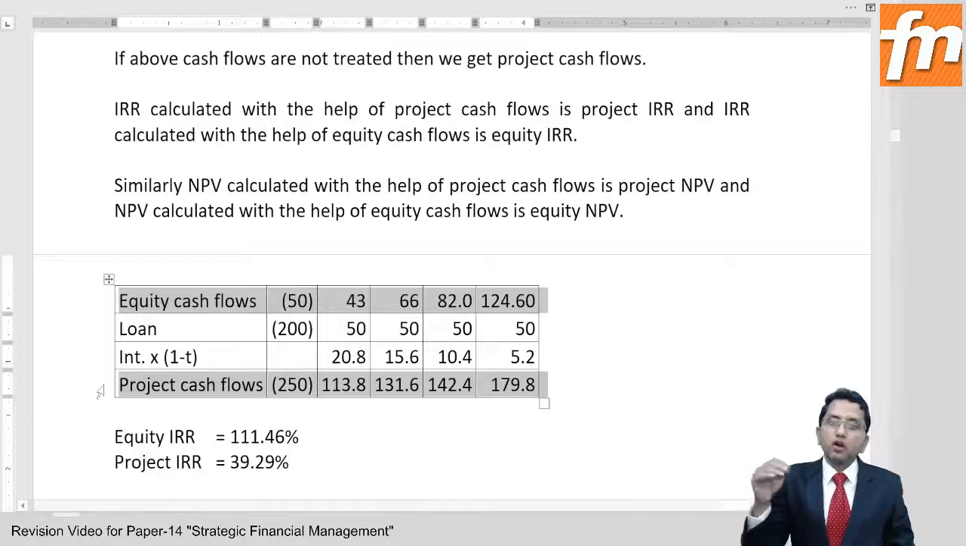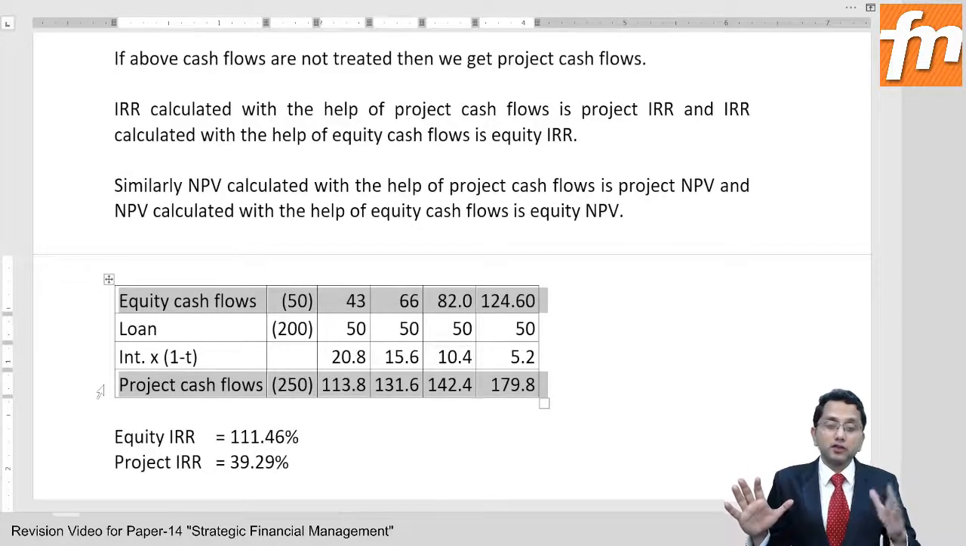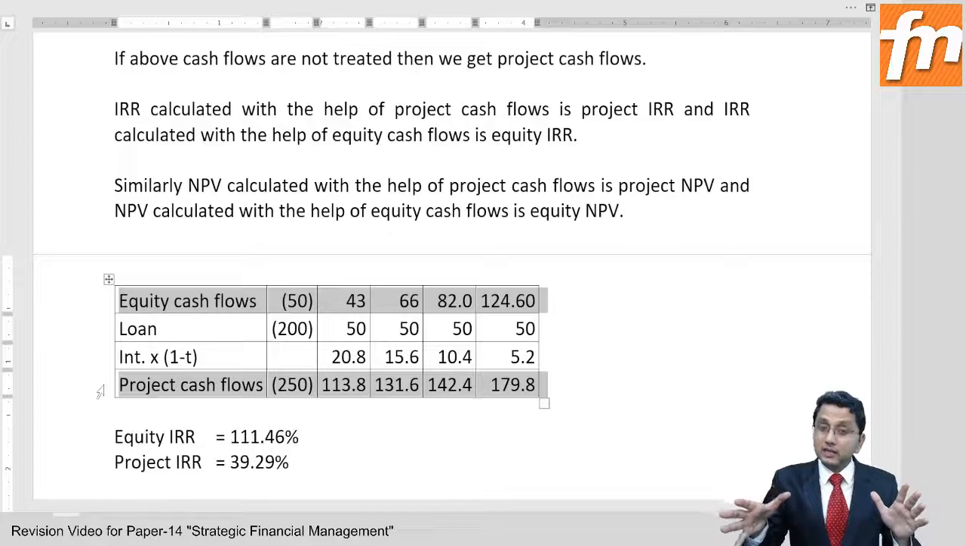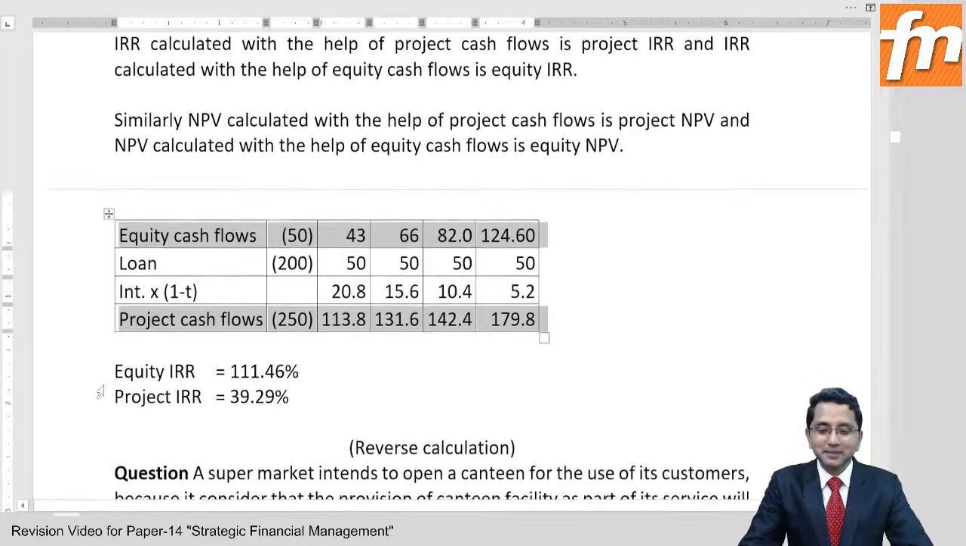Simple thing. Ignore loan cash flows, these are project cash flows. Consider loan cash flows, these are equity cash flows. With project cash flows, you can calculate project NPV, project IRR. With equity cash flows, you can calculate equity NPV, equity IRR. As simple as that, right?